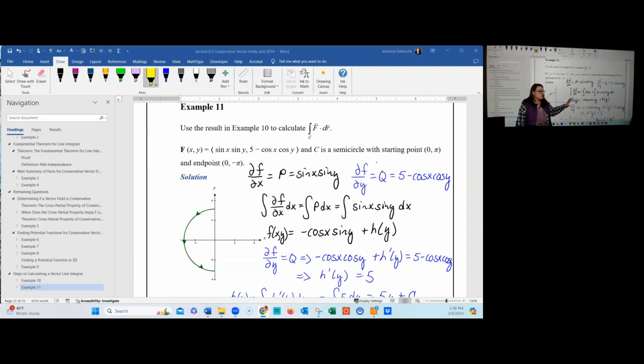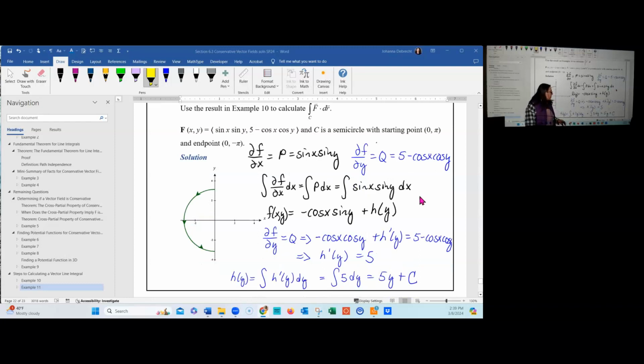Then I use the derivative I haven't used yet, that the partial of f with respect to y is q, and I take the partial derivative with respect to y of my new potential function, negative cosine x sine y plus h of y, to get negative cosine x cosine y plus h prime of y, and I set it equal to q, which is 5 minus cosine x cosine y. The negative cosine x cosine y terms match, and I get that h prime of y must be 5. Since h is a function of y, if I take the integral with respect to y, I find that h of y is equal to 5y plus a constant.